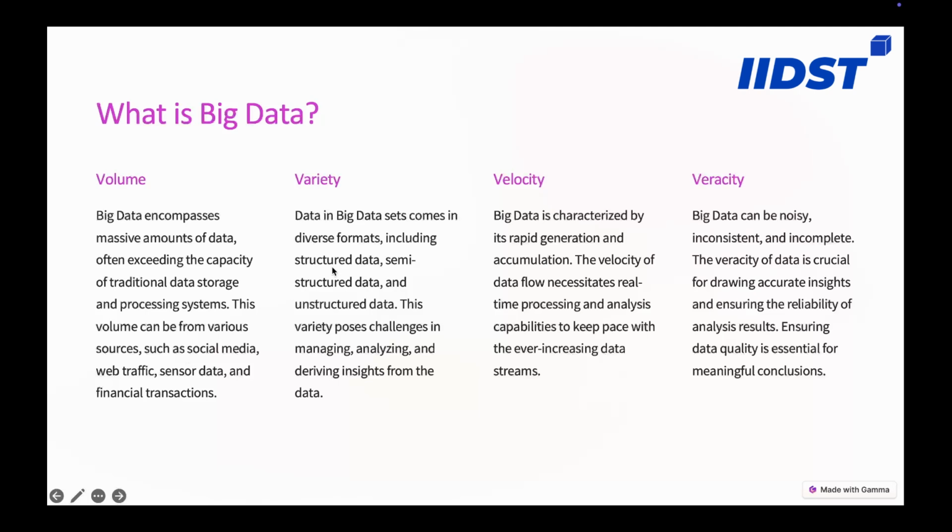Variety. This characteristic highlights the diverse types of data that can be included in big data sets. It encompasses structured data like databases, unstructured data such as text documents or multimedia, and semi-structured data like JSON or XML files, which require different processing techniques. This variety poses challenges in managing, analyzing, and deriving insights from the data.